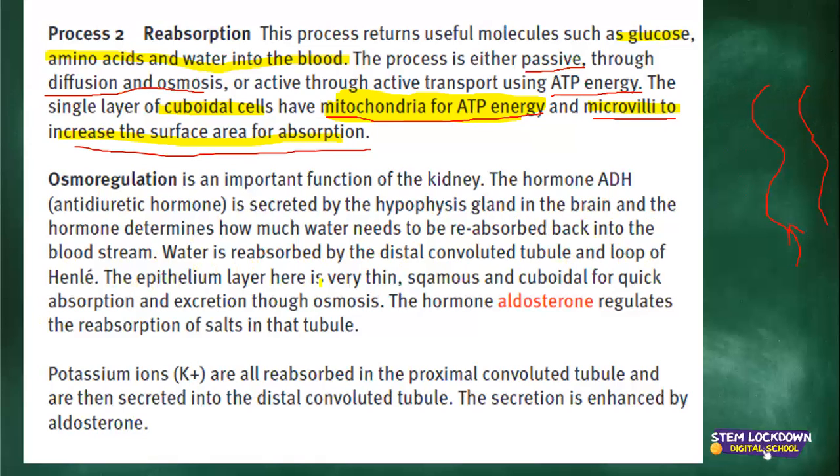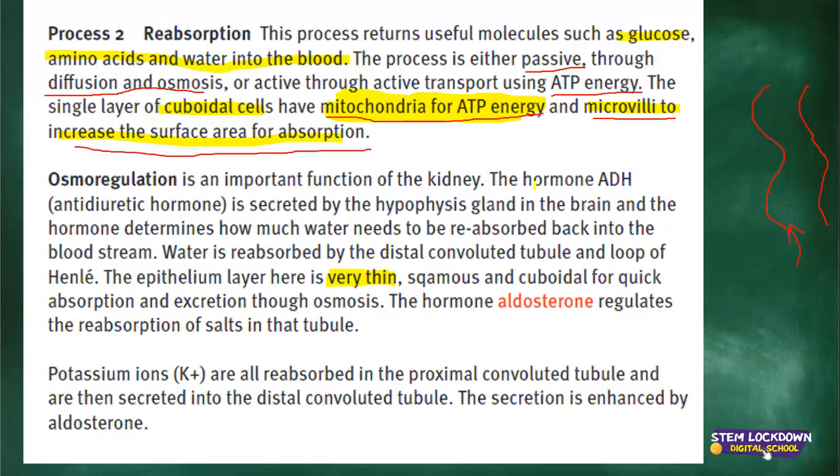Then the epithelial layer here is very thin, squamous, cuboidal for quick absorption and excretion through osmosis. Remember, another requirement for the organs is that they be thin and have a large surface area to allow for quick absorption. So it allows for quick absorption and excretion through osmosis. The hormone aldosterone regulates the reabsorption of salts in that tubule. So we've got two hormones here which play a role.